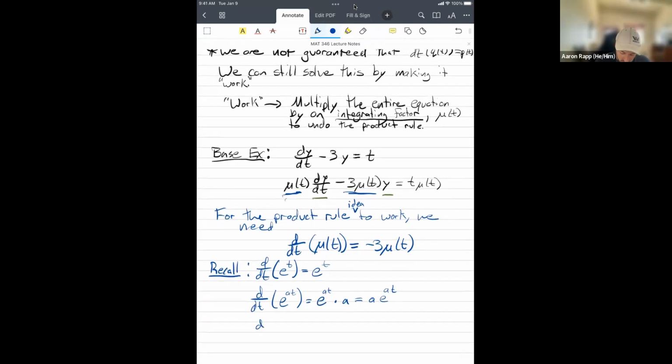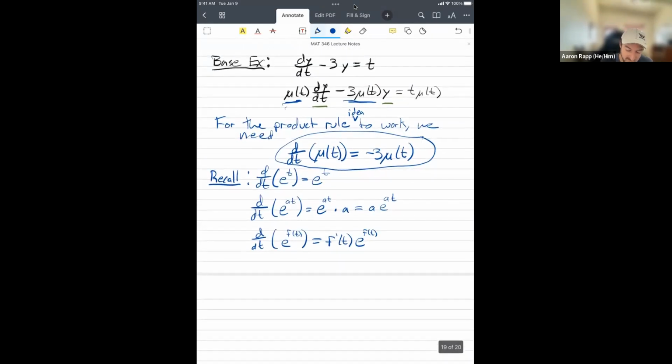And more importantly, we don't have to just consider where it's a constant times my variable in that exponent. If I take the derivative with respect to t of e to any function of t, I get that its derivative is going to be the derivative of what's in the exponent times the original function, e to the f(t). Well, that's going to give me a way to think of a function such that when I take its derivative, it's -3 times the original function.